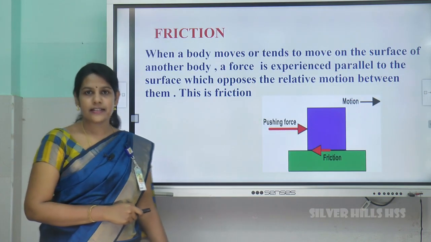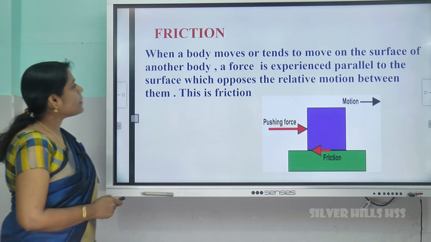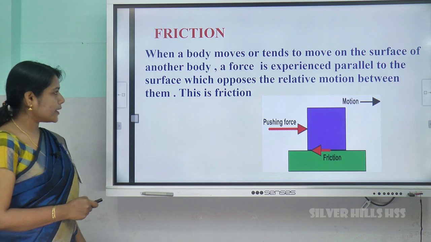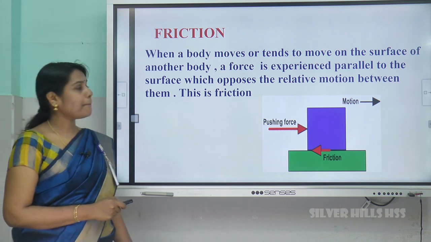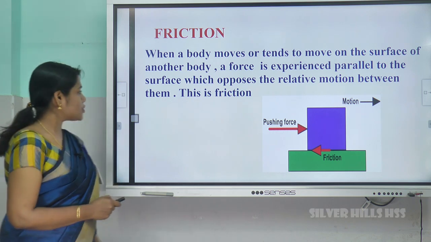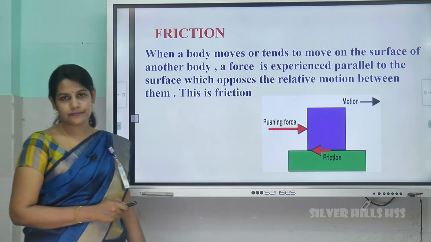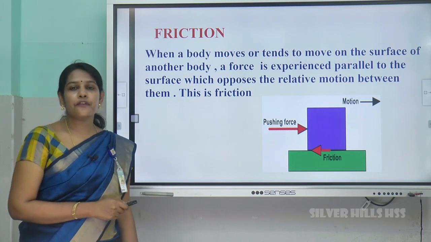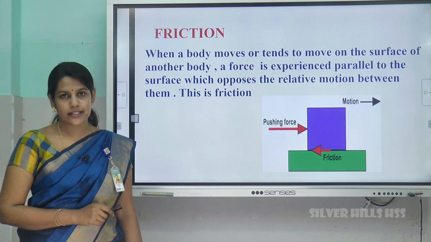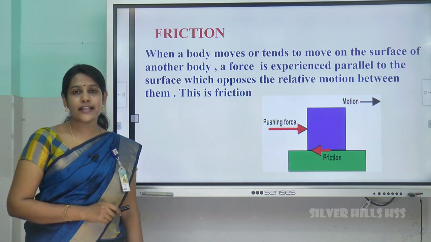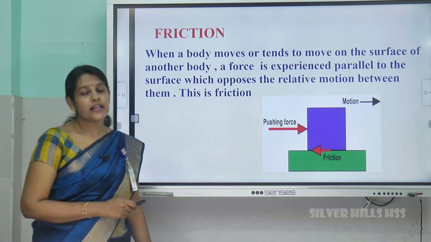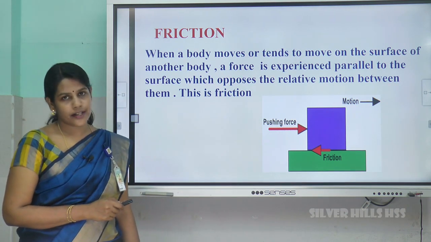So let us see the definition for friction. When a body moves or tends to move on the surface of another body, a force is experienced parallel to the surface which opposes the relative motion between them. This is friction. Frictional force is a contact force. It occurs only when two bodies are in contact, and it is a force that always acts parallel but in opposite direction. It opposes the relative motion of a body.